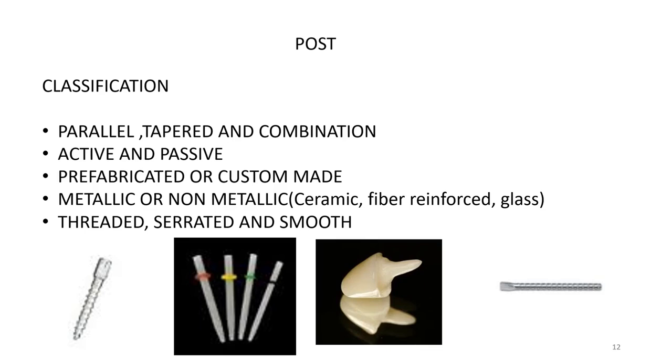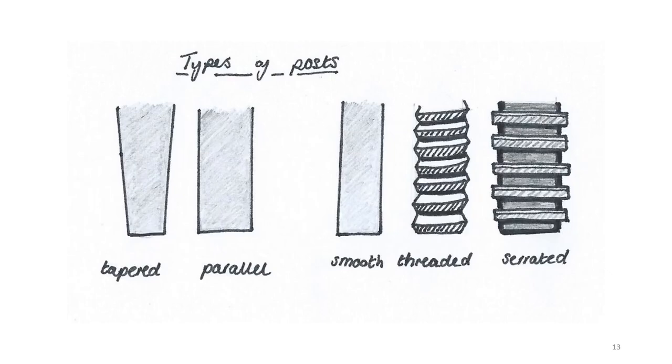There are different criteria based on which you will classify the post. These are the various classifications. First of all, depending upon the configuration, the shape of the post, we can classify it as parallel, tapered and combination. Combination is a combination of parallel, and the apical portion will be a tapered portion. I'll explain each of them.